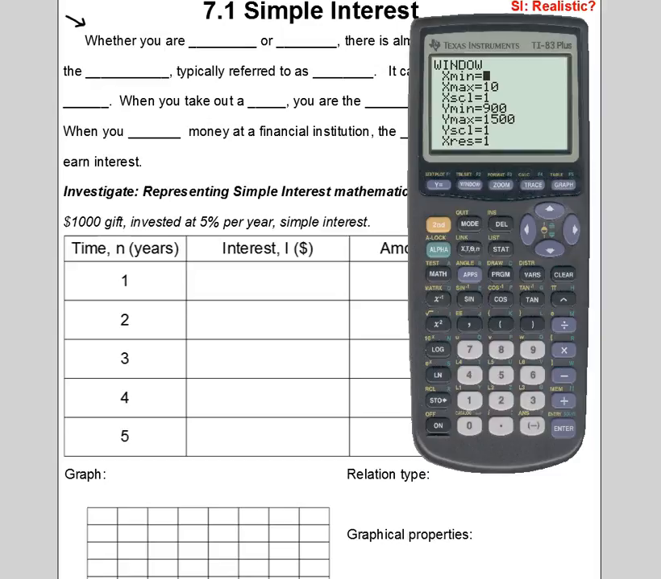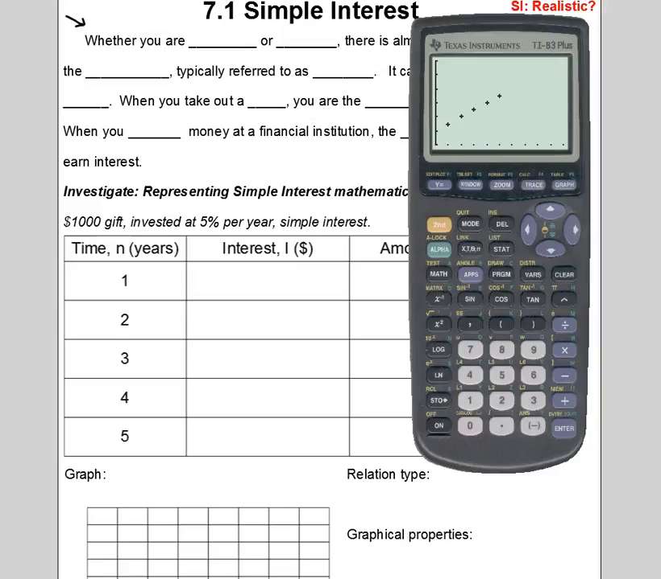Okay, you may want to use a similar scale for your graph. Times ranging from 0 to 10 years goes well beyond the 5 years that we tabulated, and the amount no lower than 900 in this case, because our starting amount is actually more than 1,000. I've bumped my y-maximum up to 1,500 just to allow for a little bit of extra space there, and then I'm going to go down and make the scale $100 at a time. So when I graph that, here's my plot.